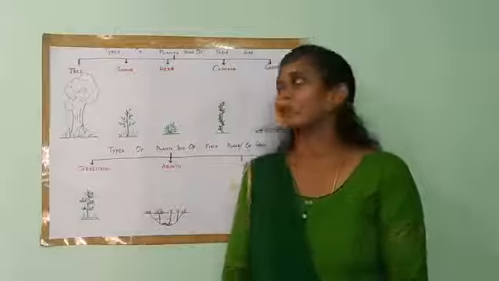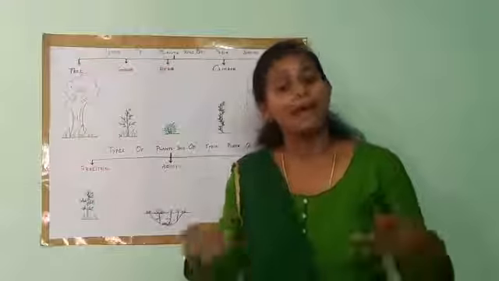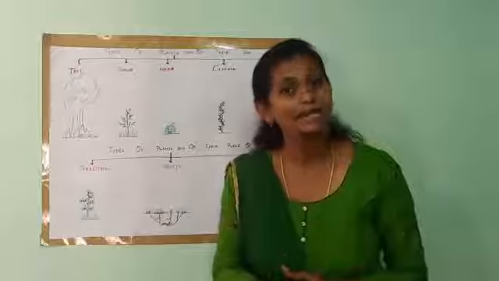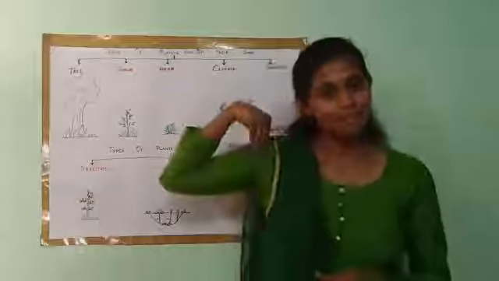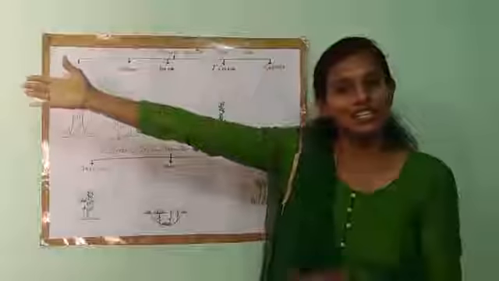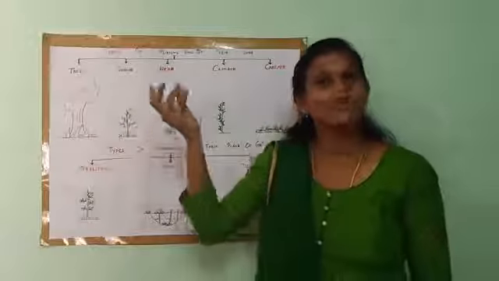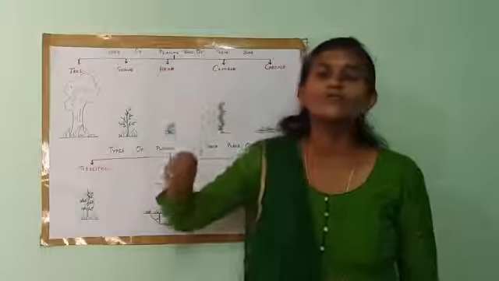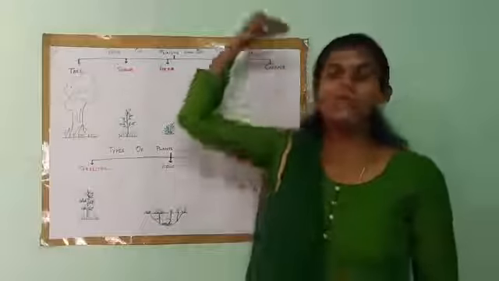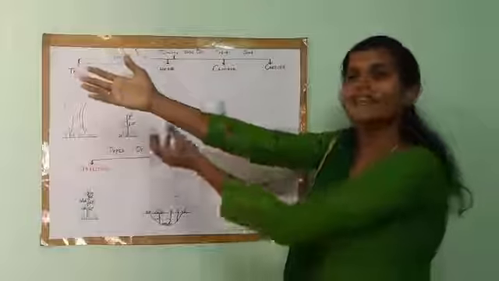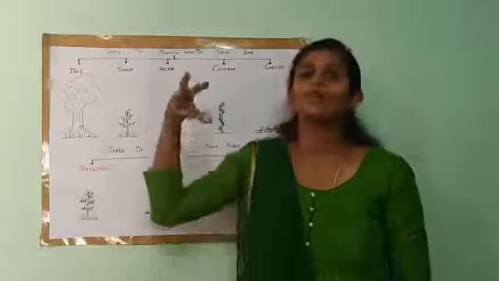Today we are discussing the types of plants. What are the types of plants? A plant has many parts, like root, stem, branch, leaves, bud, flower, fruit.